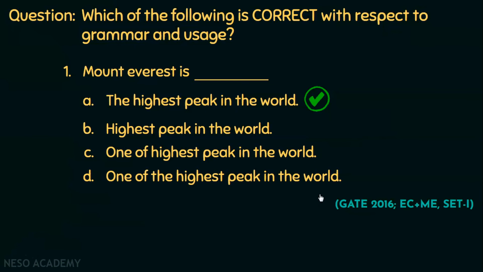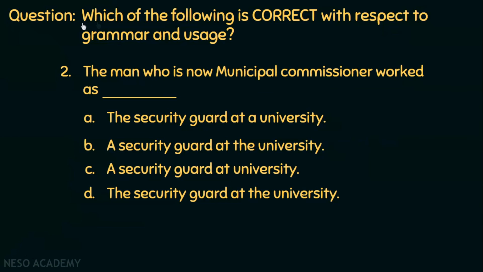Let's move ahead to the second question. The question remains the same. Which of the following is correct with respect to grammar and usage? The man who is now municipal commissioner worked as dash. Let's look at the year, and this is again GATE 2016 EE CS Set 1 and 2. Alright, take a minute, look at the options and mark the correct answer.